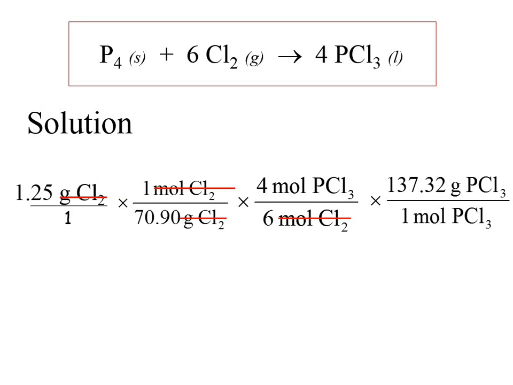So 137.32 grams PCl3 over 1 mole of PCl3, and then our moles of PCl3 cancel, and we're left with grams of PCl3. Looks like 3 significant figures again. So I get 1.61 grams of PCl3.